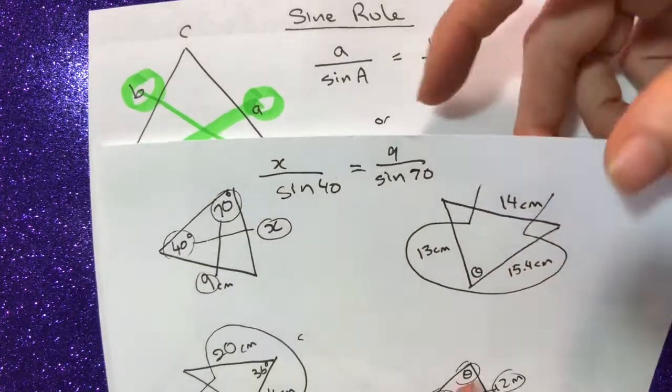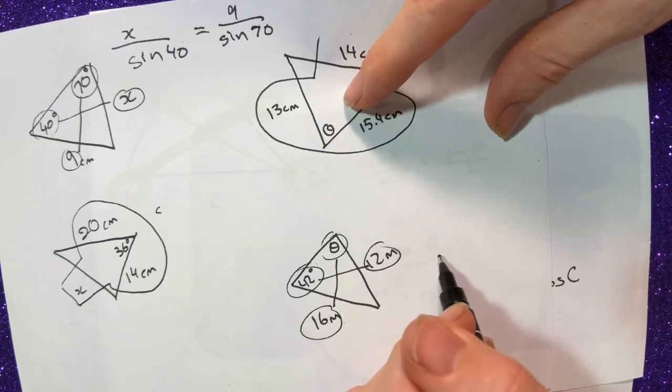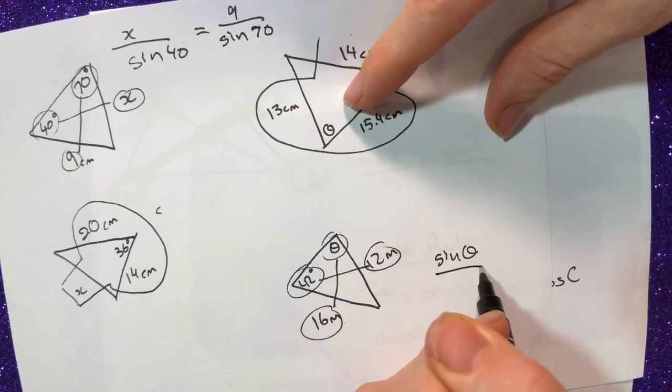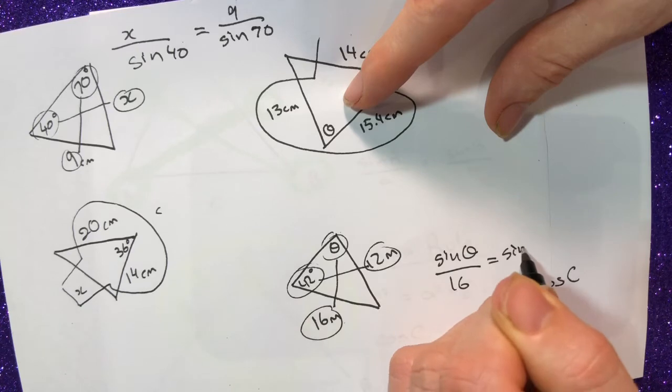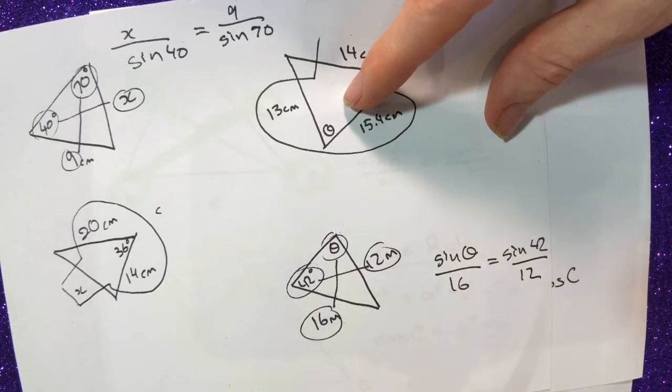The other sine rule question will work the same way. I had that one down here. So theta is on top, so I'm going to go the sine of theta on 16 equals the sine of 42 on 12. Solve that.